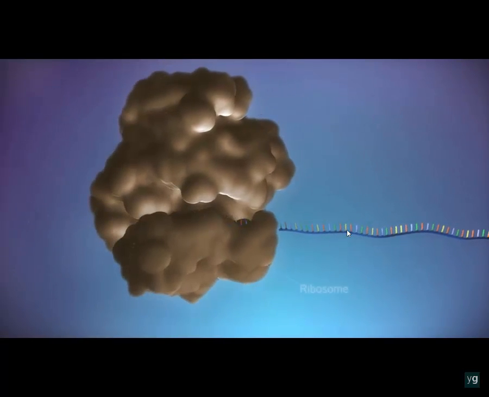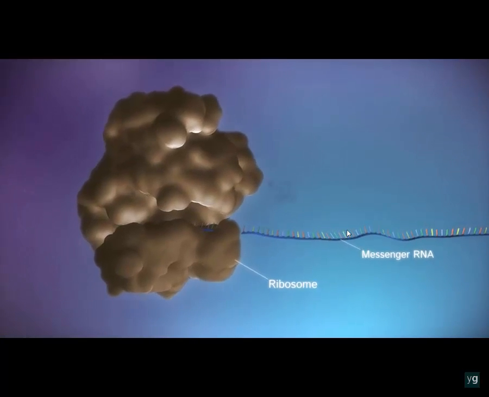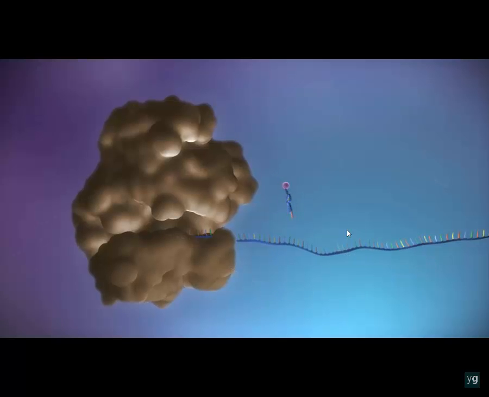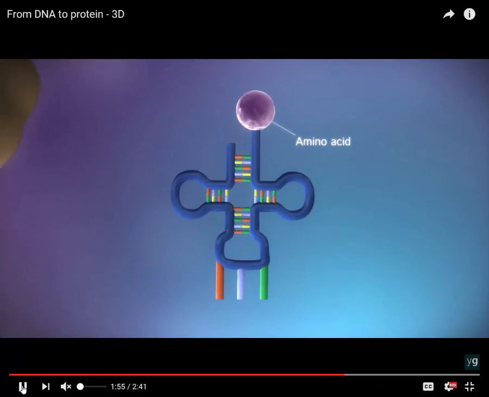So there goes our messenger RNA. There's a ribosome out in the cytoplasm, and that ribosome contains RNA as well. Here comes transfer RNA, which is found floating around in the cytoplasm associated with these amino acids. So again, what are these three things?